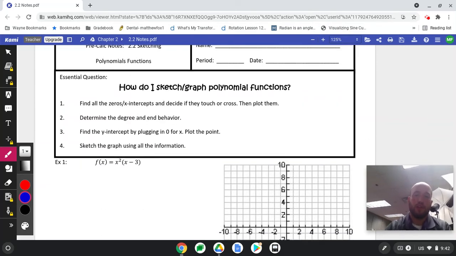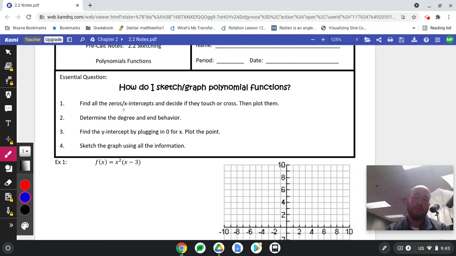All right, good morning, and today we are going to be talking about how to sketch or graph these polynomial functions. Now, the reason I say sketch/graph is because this will not be a perfect representation of the polynomial. However, we are going to focus on the key points as we identify from the polynomial function to get a pretty good approximation of what this graph would look like.